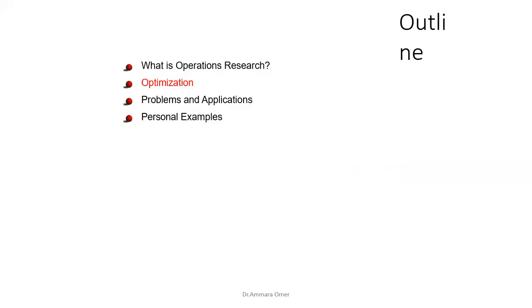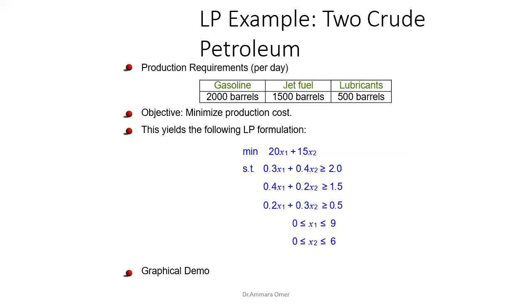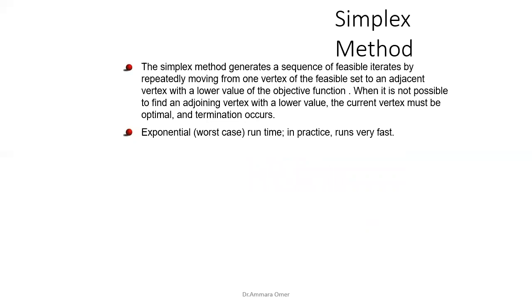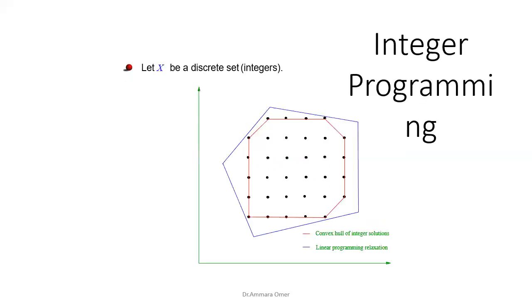Operations research is the optimization of problems, with applications and personal examples. An example is given here and we are familiar with it. You will go through it: the production requirements per day are given and the objective is to minimize the production cost. The formulation of the linear programming is given: minimize the objective function 20x1 plus 15x2 subject to 0.3x1 plus 0.4x2 greater than or equal to 2.0 and so on. Then we have to find the graphical demo and the basic feasible solution, either with the help of a graph or with the simplex method.